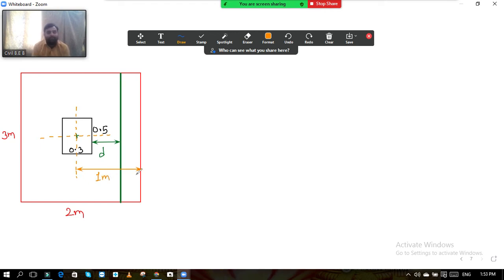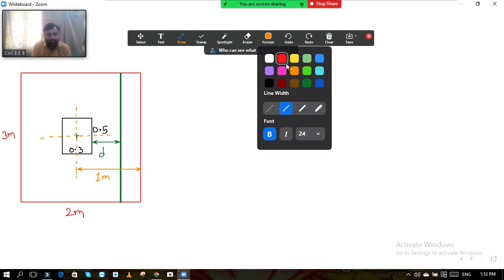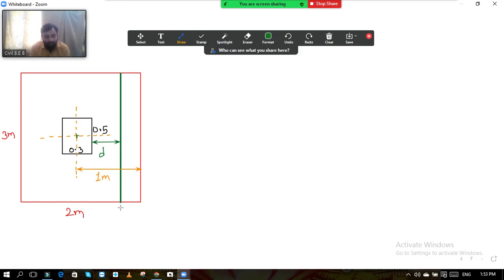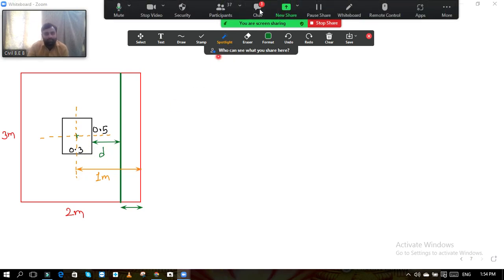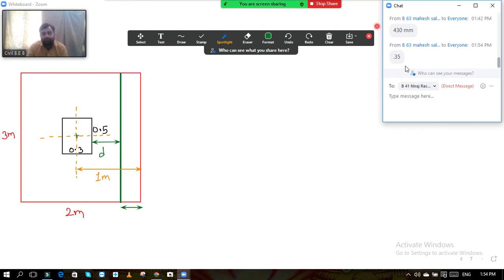Okay. So if this is 1 meter and this is d, then what will be this remaining distance? If I want to calculate only this much, how much is it? Can you tell me? This is 1 meter because this total is 2 meter, so from center it will be half, so 1 meter. This dimension is d, then the remaining will be 0.35.